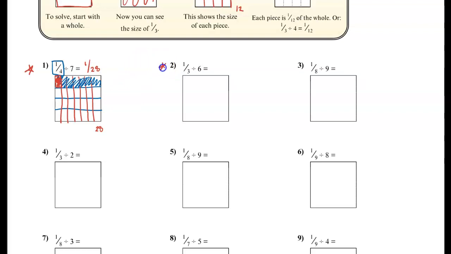Let's do one more. We have 1/3 divided by 6. So I'm going to start off by representing 1/3. And then I'm going to cut that 1/3 into 6 pieces. And then I'm going to extend each of those cuts all the way down to the bottom so that I can figure out what the denominator of my fraction will be. If I count how many pieces there are, there's 6, 12, 18 pieces total. And one of those 18 pieces is my answer, so 1/18 would be the answer.